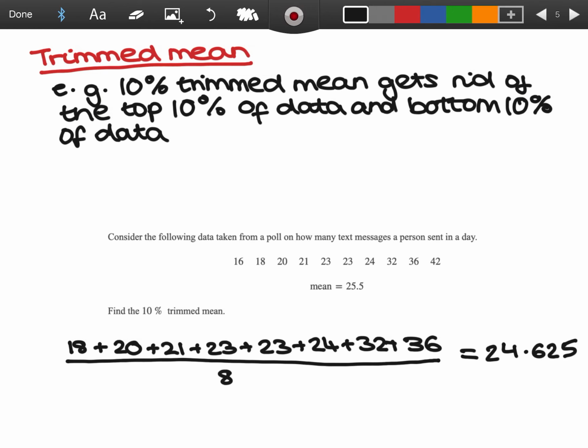And then you just find the mean of the remaining data. So again, if you had 100 data points and you were finding the 10% trimmed mean, I would get rid of the top 10 data points, the bottom 10 data points, and I would be left with the middle 80 data points. So I would then sum together those 80 data points and divide it by 80. I'm just finding the mean of those middle 80 data points, or the middle 80% of however many data points you would have. So I get rid of the top 10% of data and the bottom 10% of data and find the mean of the remaining 80%.